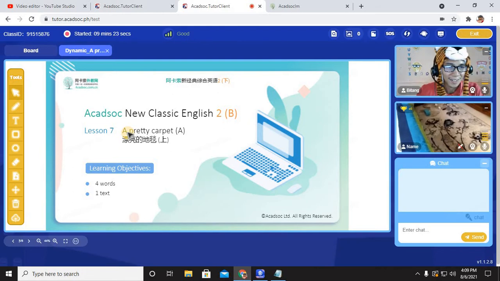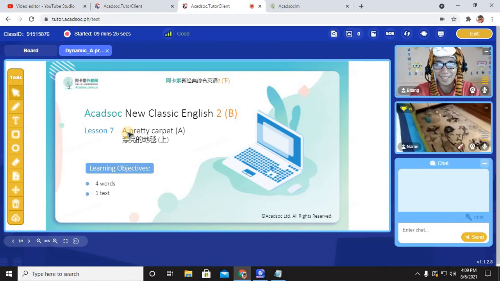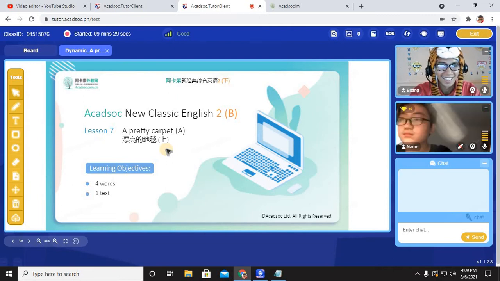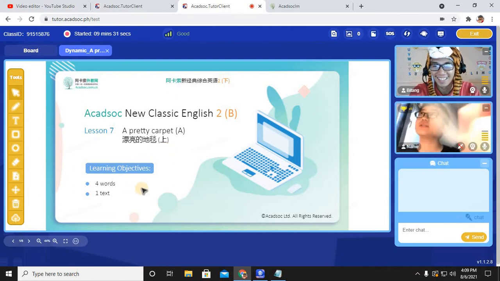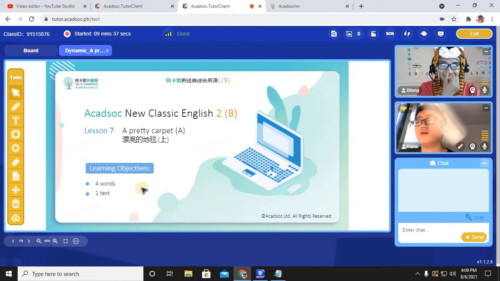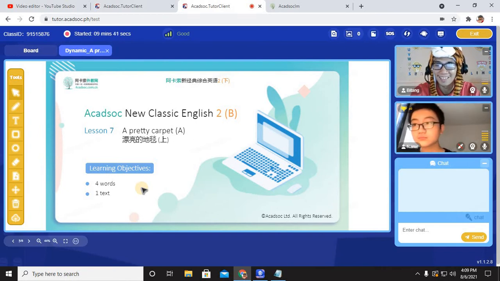Okay, do you have a carpet at home? Oh, you have a pretty carpet. I wish I had one. Thank you for showing. That isn't very expensive. If you want to clean it, that's difficult. Oh, that's cool. I will buy one for myself.